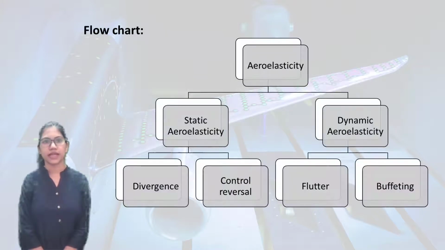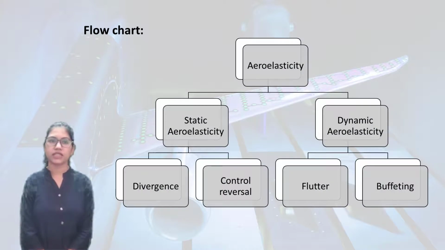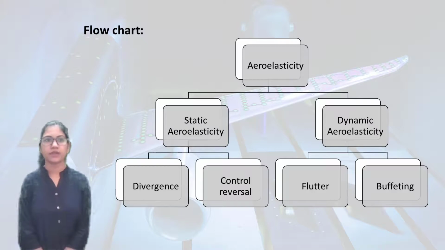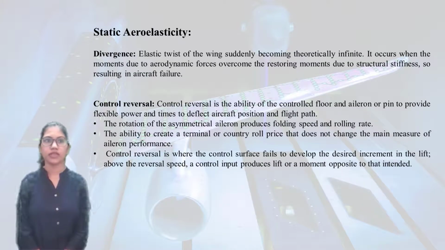Moving on to the next slide, this is the flowchart of the aeroelastic phenomena. Aeroelasticity has two different phenomena. First is static aeroelasticity, which includes divergence and control reversal. And second is dynamic aeroelasticity, which includes flutter and buffeting. In the next slide, I will explain what static aeroelasticity is and what its different phenomena are.